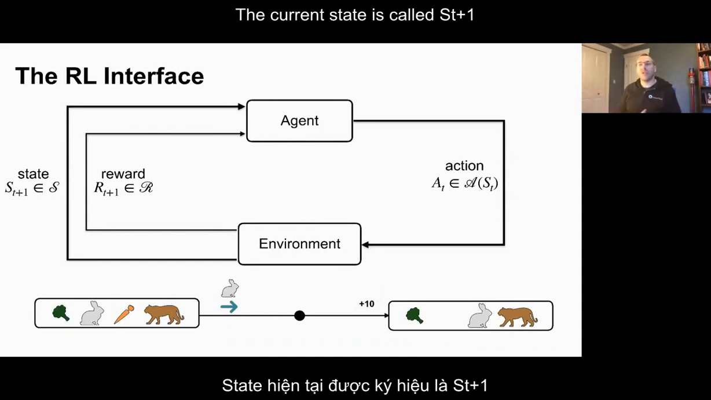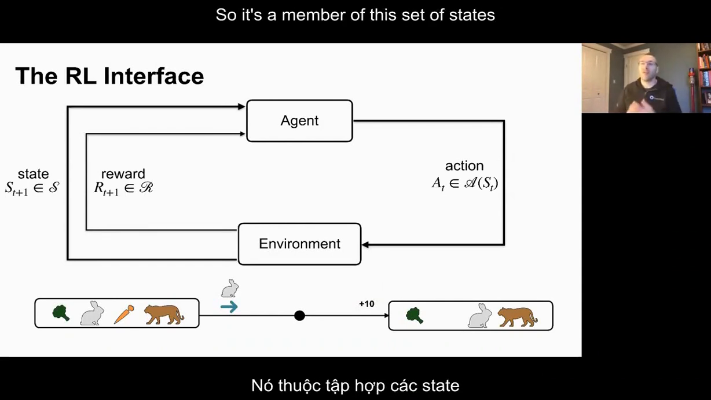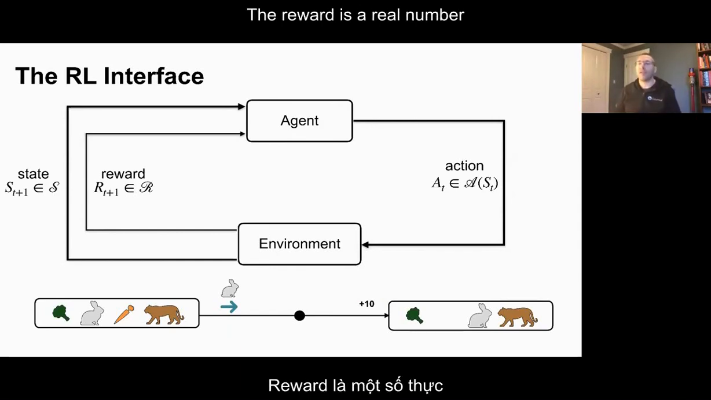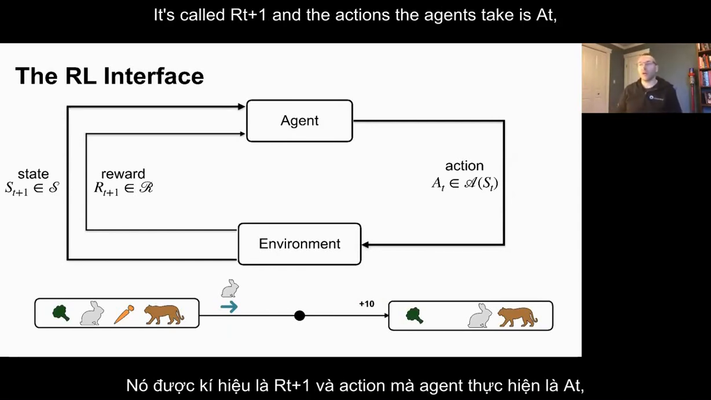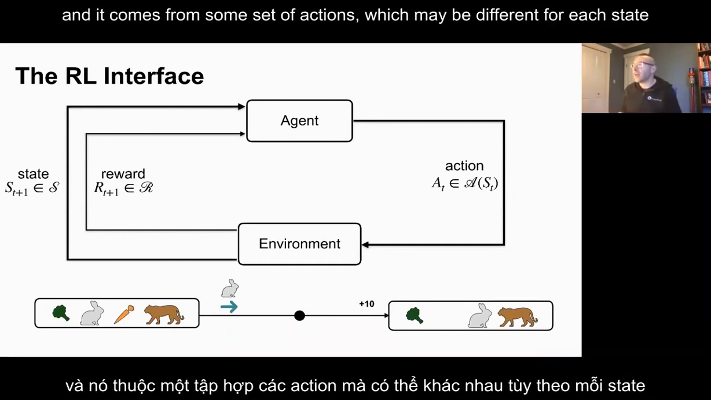And so we're going to use this notation. The new state is called S_{t+1}, and it's a member of this set of states. The reward is a real number called R_{t+1}. And the action the agent takes is A_t, and it comes from some set of actions which may be different for each state.